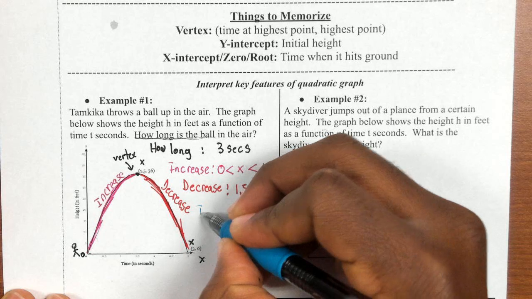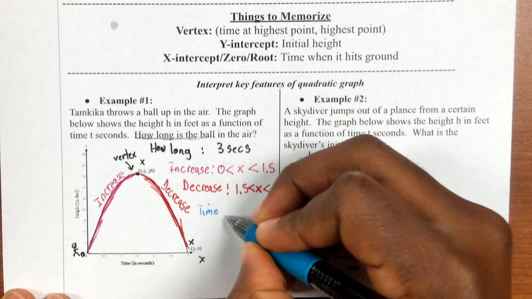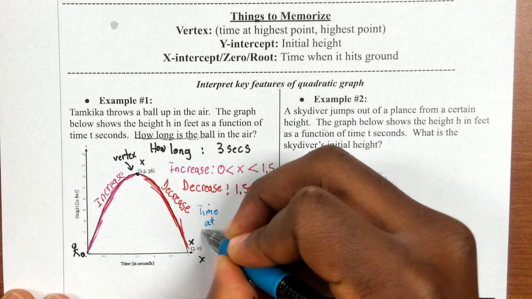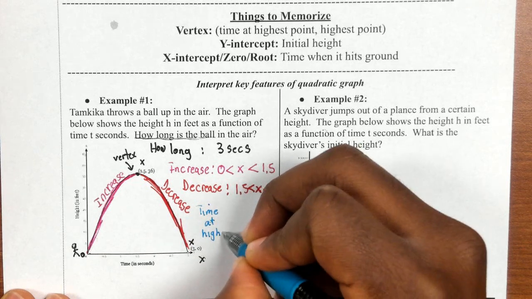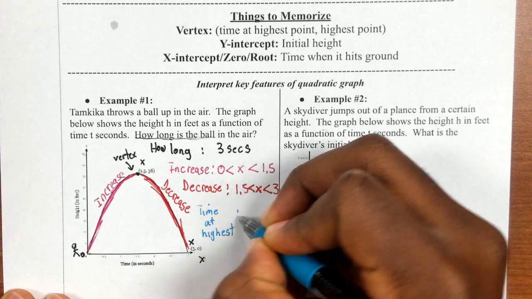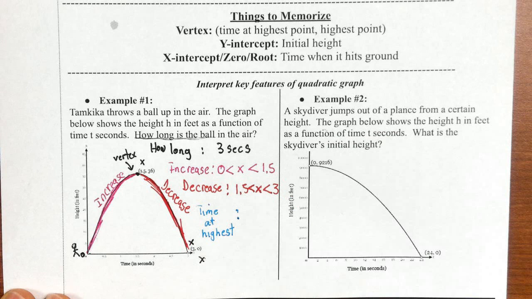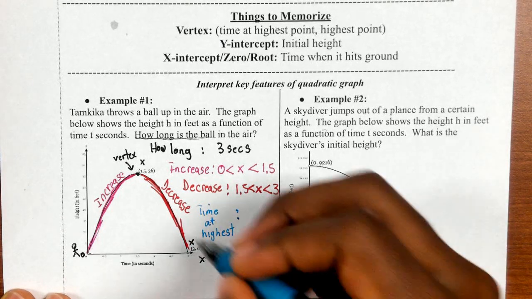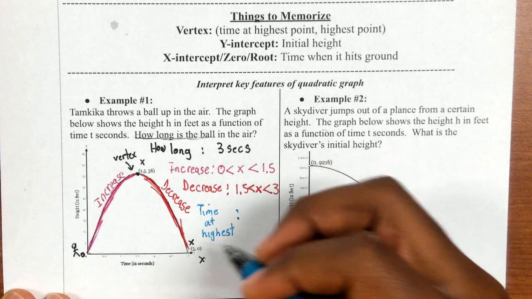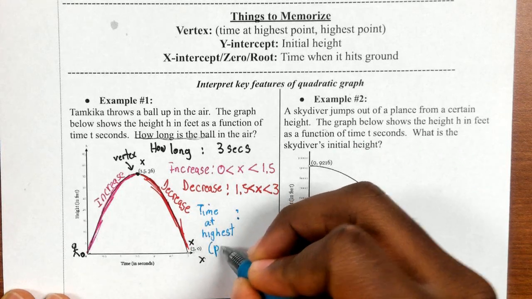So again, what if it asks you for the time at its highest point? To figure out the time at its highest point, we need to first find the highest point, or its peak, because the peak is another name for highest point. So again, we're looking for the peak.